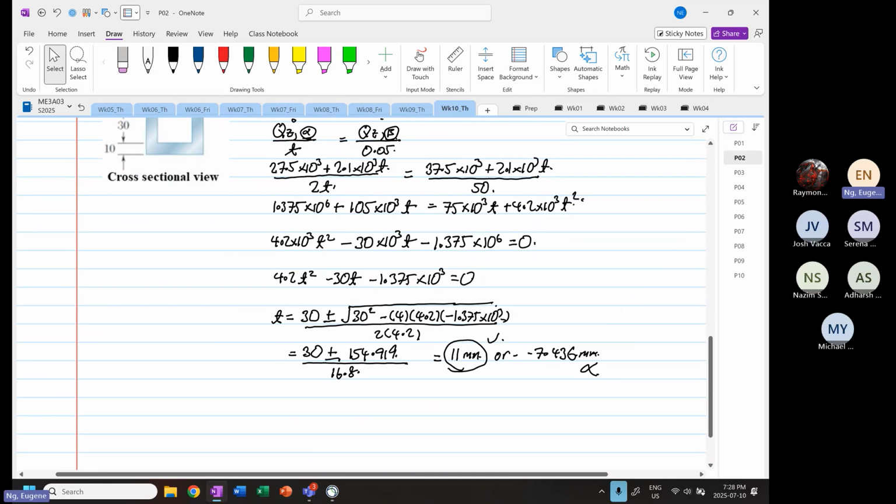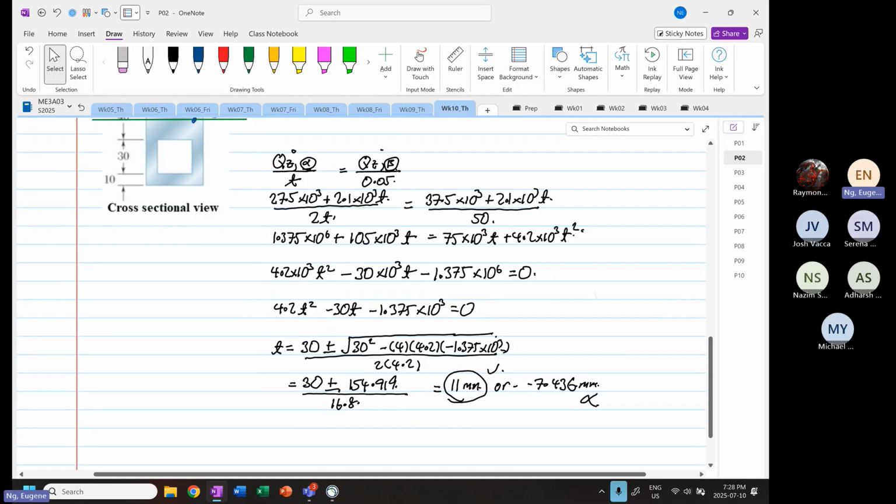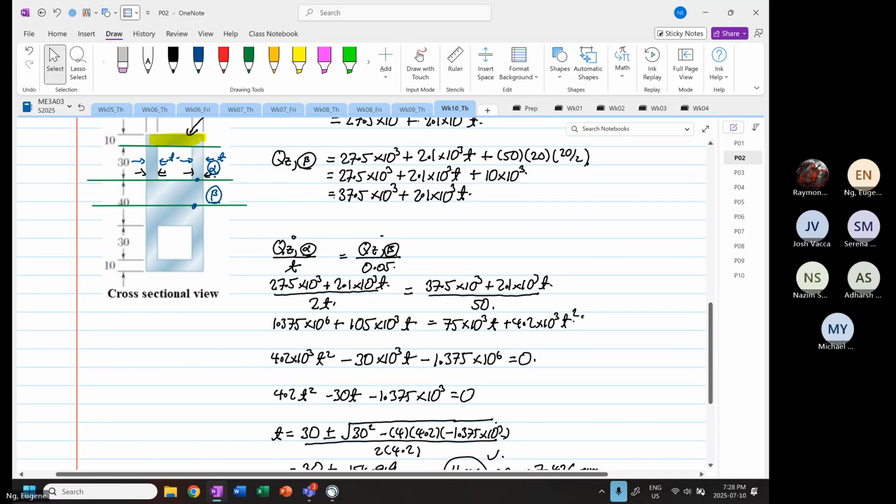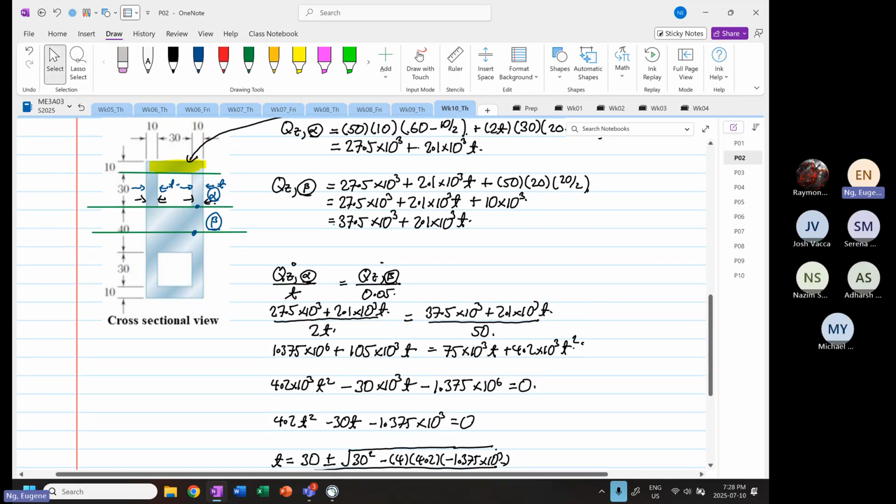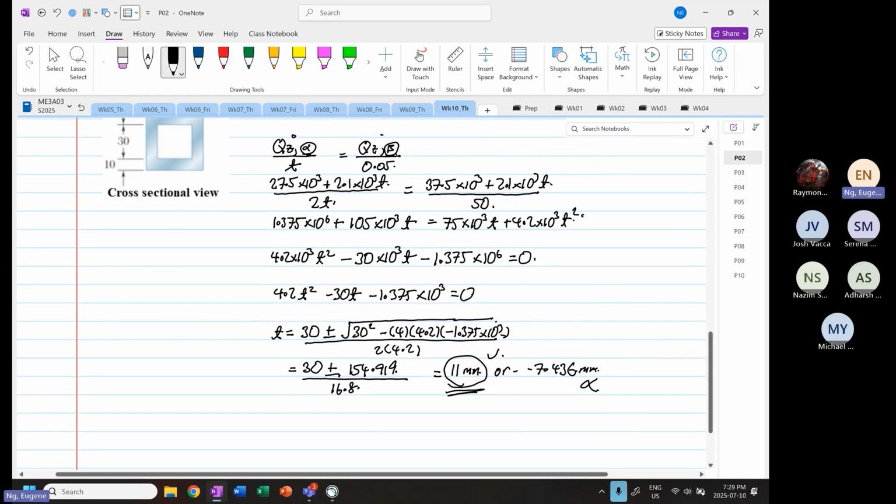So when T is equal to 11 millimeters, the stresses at the centroid and at the thinnest part of the wall have the same amount of stress. Okay. I'm looking at something to see whether I made a mistake somewhere. 27.5 to the power 3 times 50 is 1.375, 2.1 to the power 3 times 50 is 105 times 10 to the power 3. 37.5 to the power 3 times 2 is 75 to the power 3. And 2.1 to the power 3 times 2 is 4.2 to the power 3. Yeah, I don't think I've done anything wrong. So the answer is 11 millimeters.